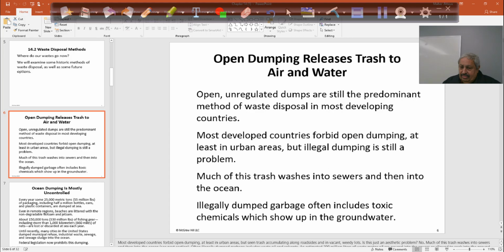Much of this trash washes into sewers and then into the ocean. We have a very small, tiny stream at Decatur campus, and it ends up not in the ocean yet, but in the big lakes or ponds, and then from there to rivers, and most of the rivers end up in the ocean.